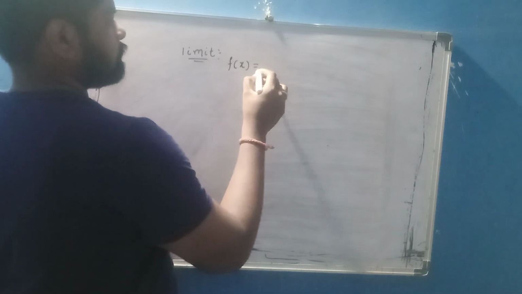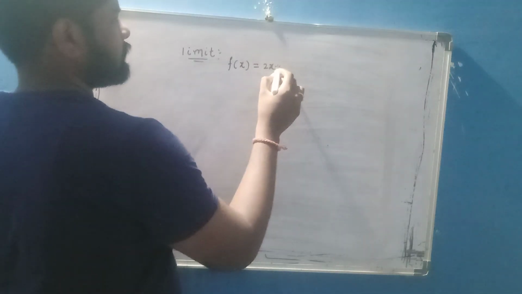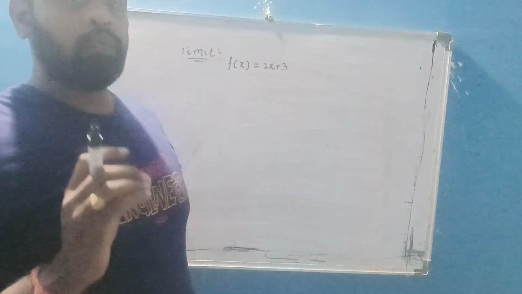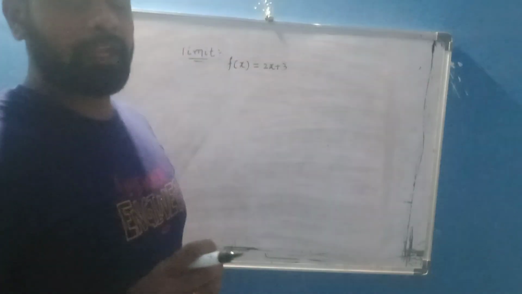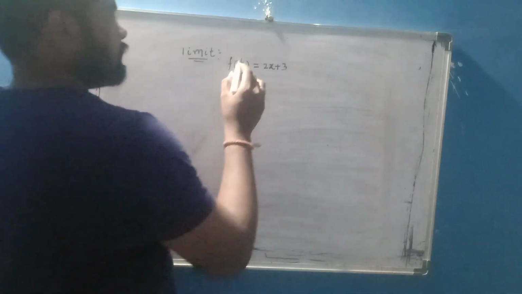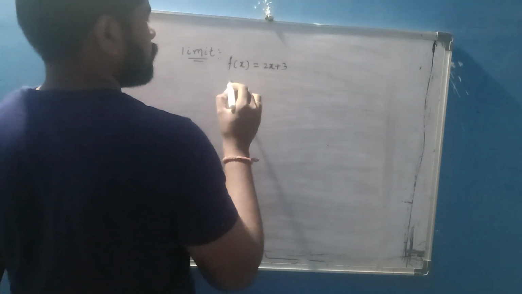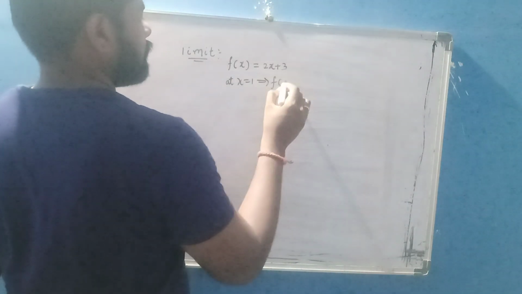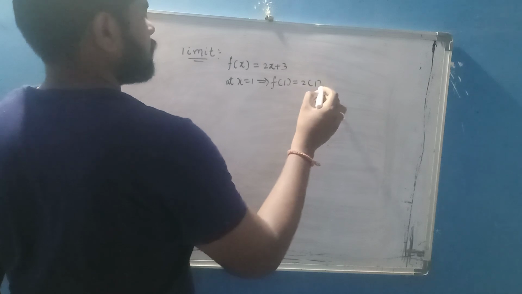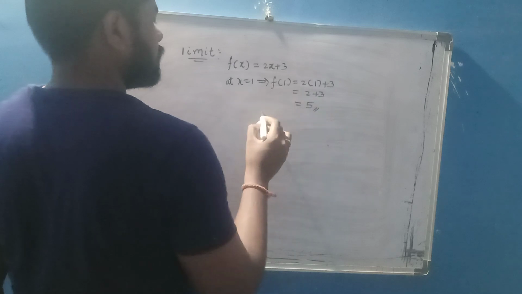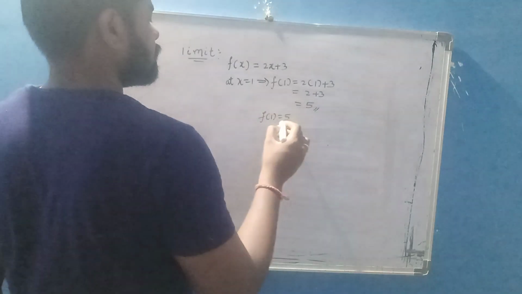For example, I am taking f of x, that is f of x is equal to 2x plus 3. Understand? Once again, I repeat the definition. We analyze the behavior of the function at the neighborhood of a particular point, that is called limit. Here I am taking one function f of x equal to 2x plus 3 at x equal to 1. f of 1 is equal to 2 times 1 plus 3, that equals 2 plus 3, that equals 5. f of 1 is equal to 5.